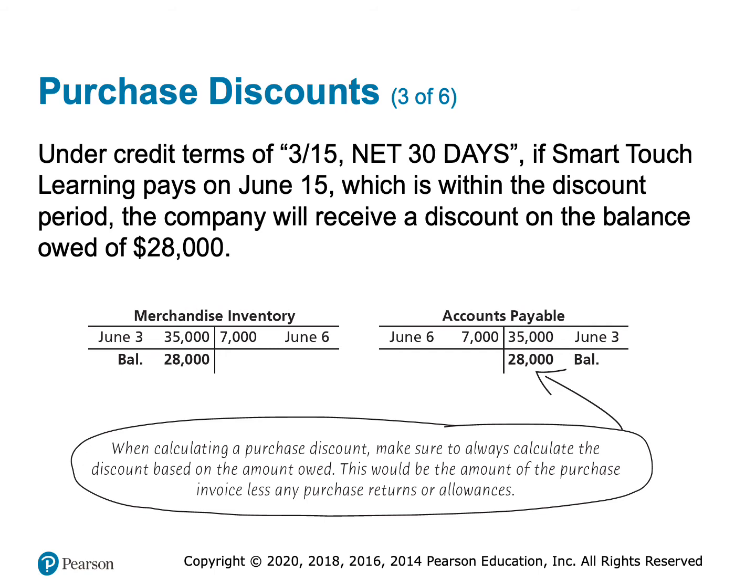So remember that I only owe $28,000 because I returned $7,000 worth of goods. So I actually only owe them $28,000. Since they offered me terms 3/15, net 30, that means that if I pay by June 15th, which is 15 days after the June 1st invoice, I would get a 3% discount.